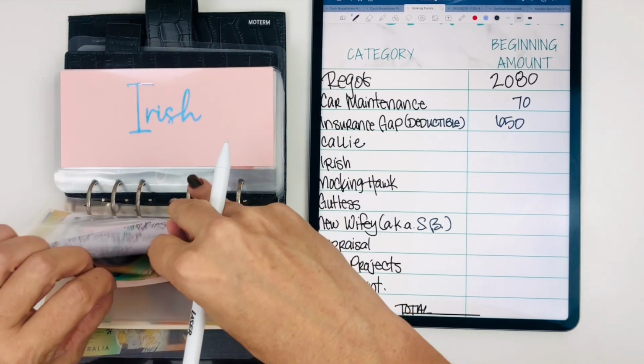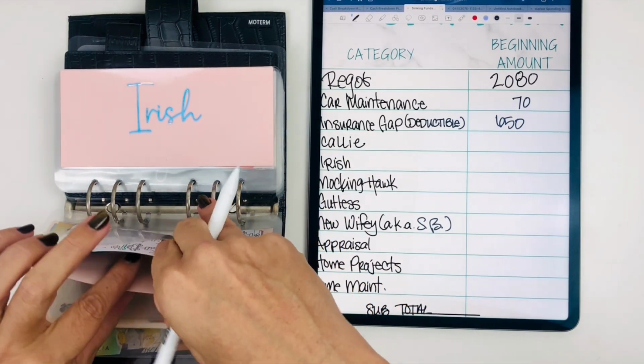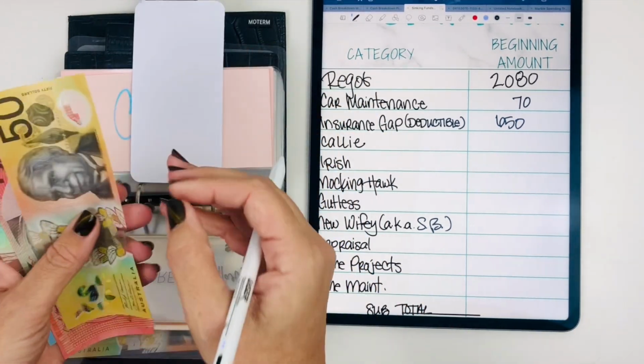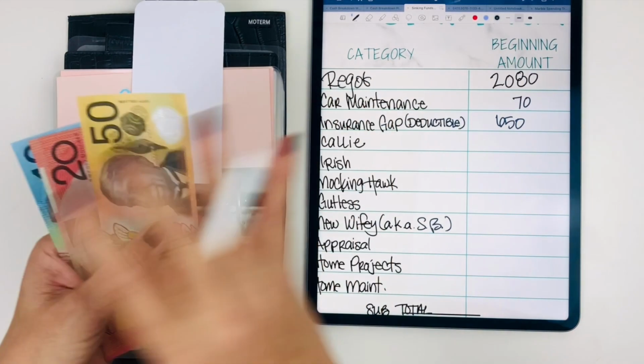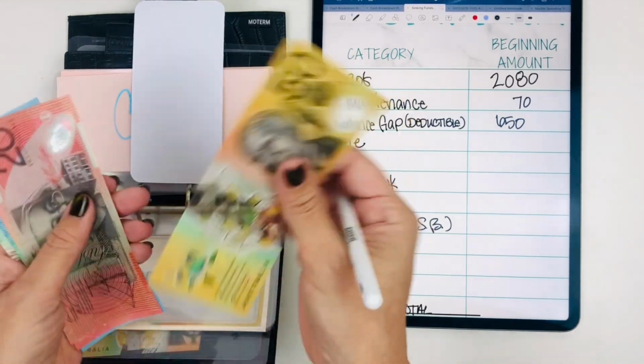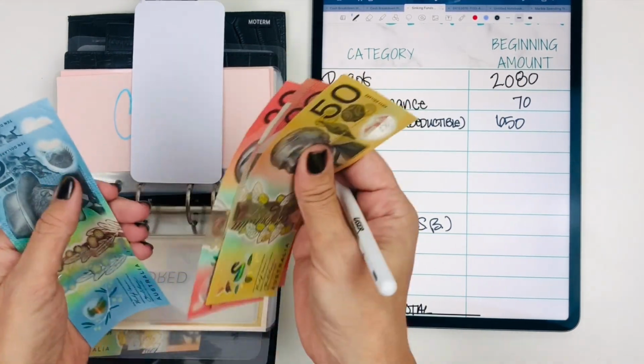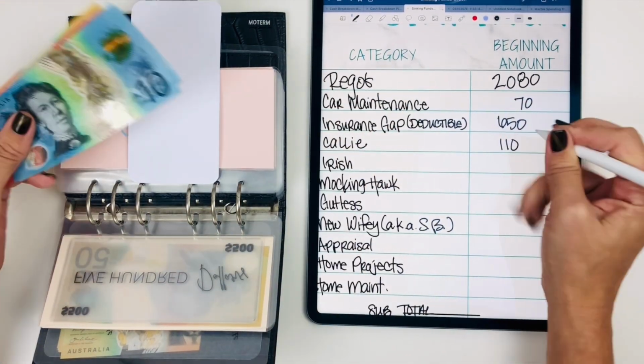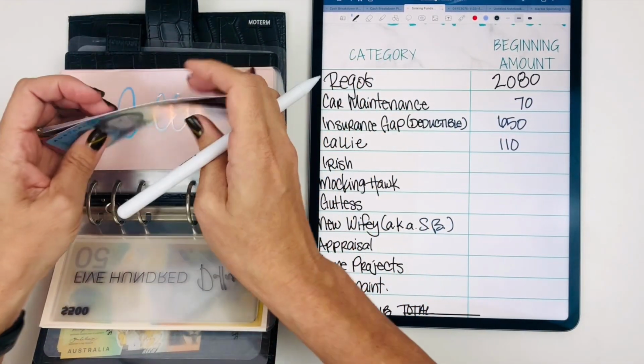Callie, this is my daily driver. This is for her servicing. She actually is going in this week. We have some money in the bank. It'll be combined with this. So I have 50, 70, 90, 110.